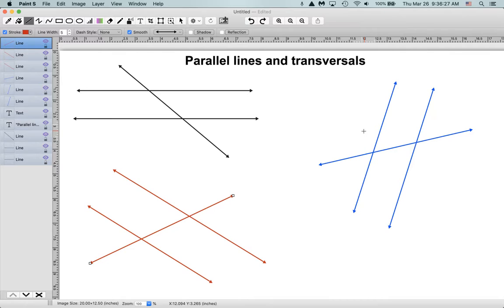Today we're going to talk about parallel lines and transversals. We actually talked about it last time. We were talking about angle pairs, naming angle pairs like vertical angles, corresponding angles, alternate interior angles, and such.